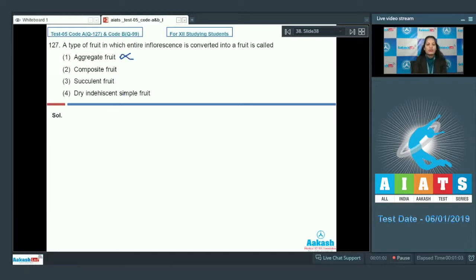Second is composite fruit. Yes. Third is succulent fruit. Any fleshy fruit is called succulent fruit. So this option is also ruled out. Fourth, dry indehiscent simple fruit. Simple fruit develops from a single flower, not from the entire inflorescence. So this option is also ruled out. Composite fruit, also known as multiple fruit, is a fruit that develops from the entire inflorescence. So the correct option for the given question is option number 2. Let's move on to the next question.